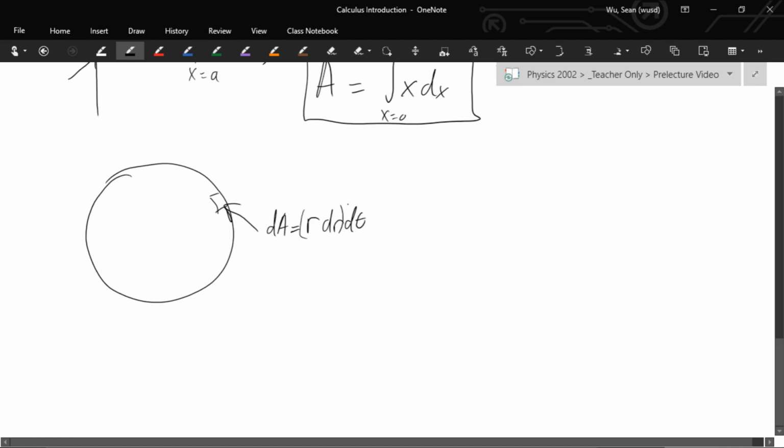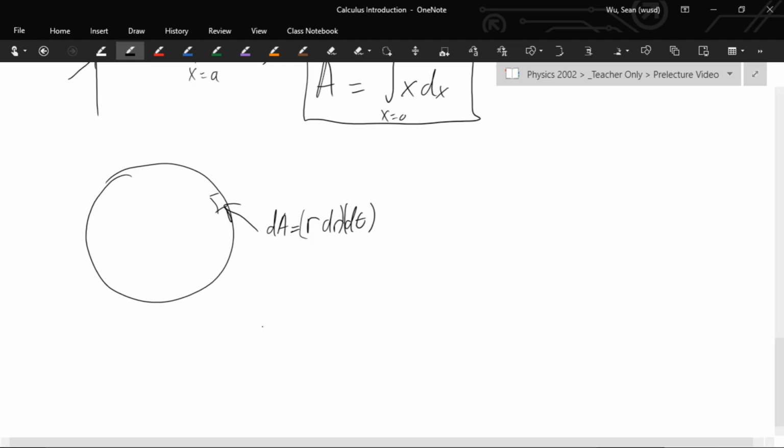You can find the volume of spheres or cylinders, the surface area of spheres and cylinders, using exactly the same ideas here. But those will be activities for class to finish. Okay, so that's going to be it for this video.